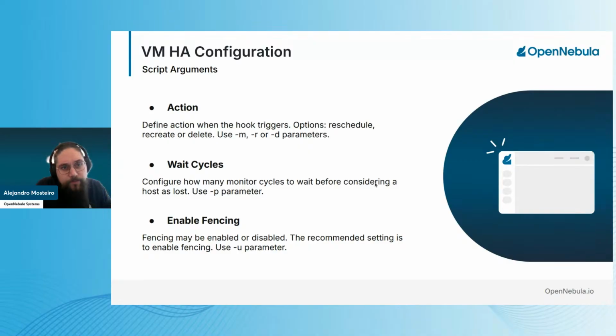This script that I mentioned before, that we are going to execute when the hook is triggered, will have some arguments that we can define. One of them is the action to execute once we have determined that the host is actually down. We can either reschedule, recreate, or delete the machine. What we normally do for the VM high availability is reschedule it to another compatible host. So it will automatically instantiate the machine in another host using the same storage for the virtual machine.